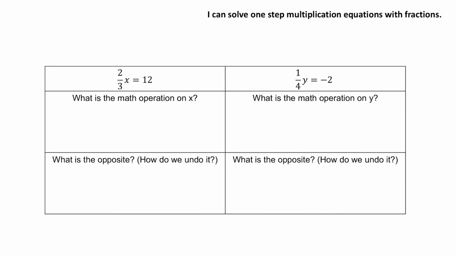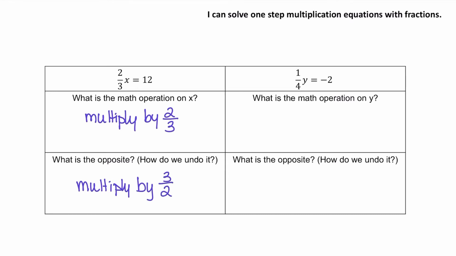So let's look at this problem. We have 2 over 3 times x equals 12. So the math operation on x is that we are multiplying by 2/3. So the opposite of that would be to multiply by the reciprocal. Remember, how to find the reciprocal is you flip the fraction. So that's going to be multiplying by 3 over 2. And that's how we're going to undo that in this algebra problem.